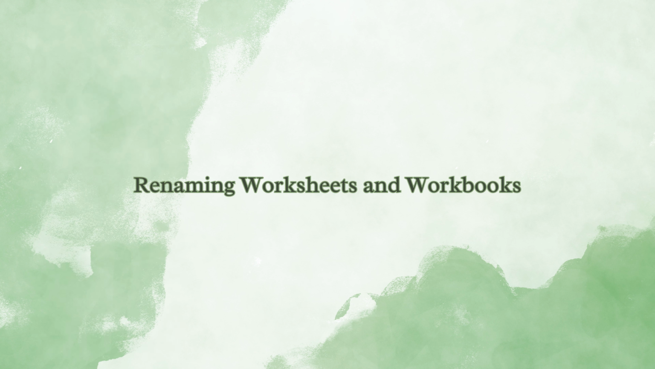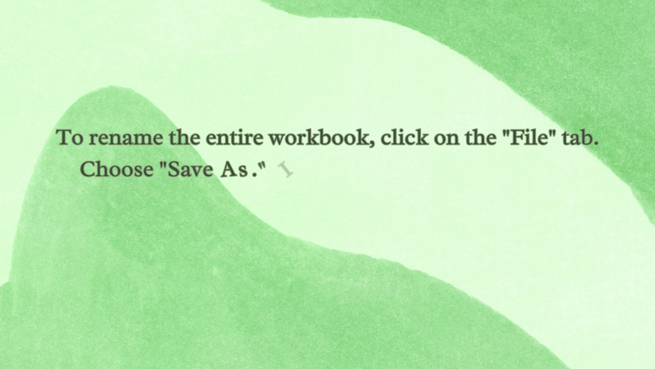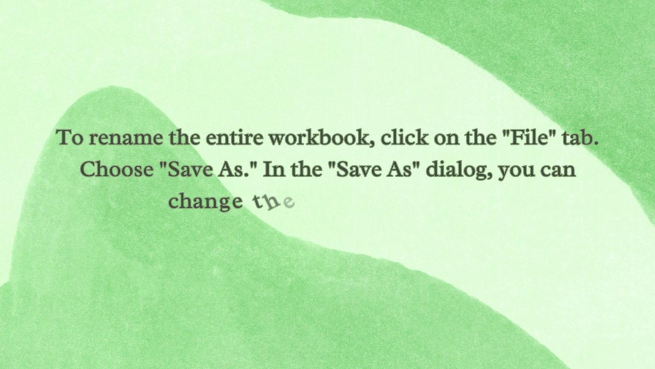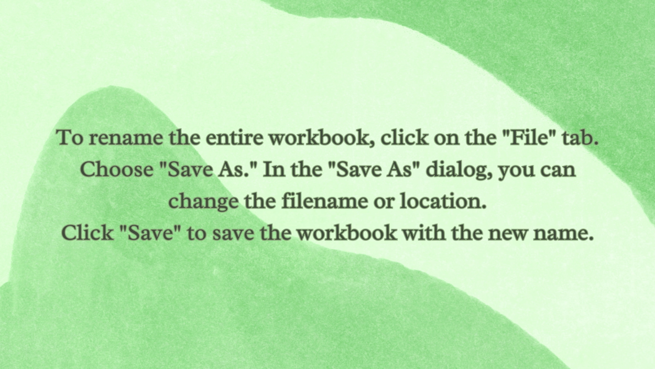Renaming worksheets and workbooks. Renaming worksheets. Double-click on the Sheet tab you want to rename, e.g., Sheet1. The tab name will become editable. Type in the new name. Press Enter to save the new name. Renaming workbooks. To rename the entire workbook, click on the File tab. Choose Save As. In the Save As dialog, you can change the file name or location. Click Save to save the workbook with the new name.